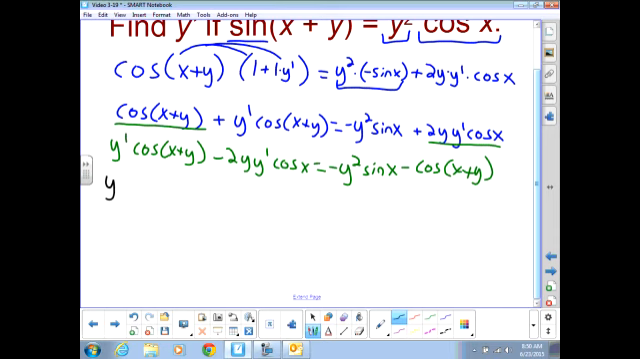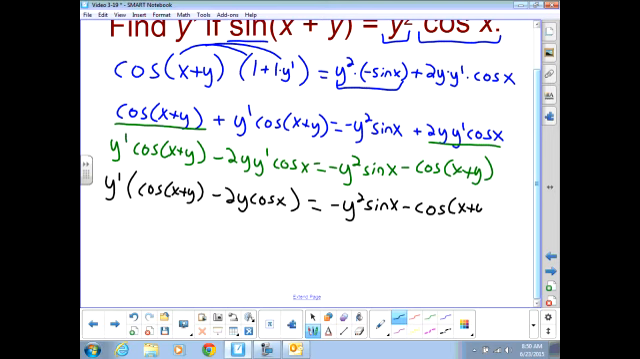Two steps to finish it out. Pull the y prime out. You'll be left with cos x plus y minus 2y cos x. And divide everything in the parentheses over.